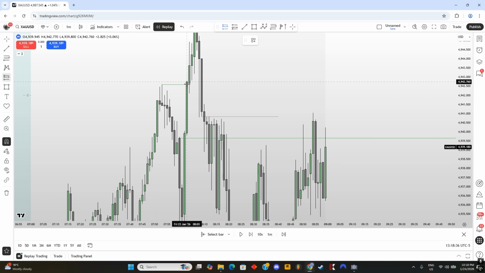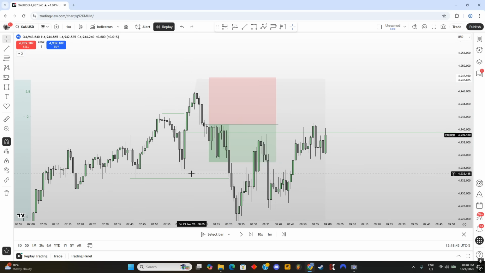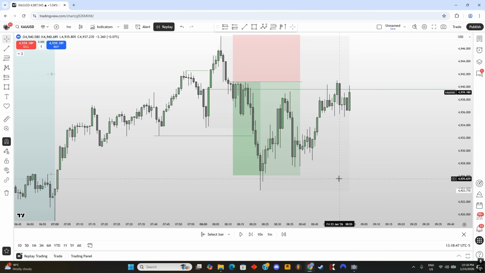You could have taken this inversion here as well, this small fair value gap. So let's say this is your entry. You put your stop above the high over here, and then you pretty much just go for 1 to 2 risk reward ratio. Simple as that, guys.